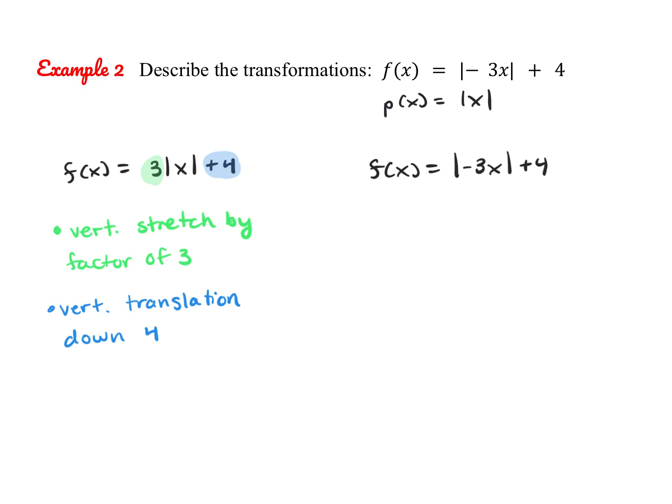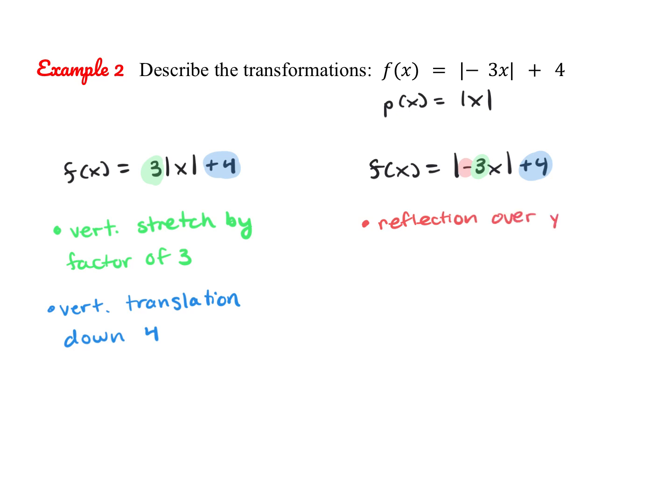So I can describe them like that, or I could just keep the original form and describe the transformations from here. Now, if we're doing it from this form, there's actually 3 transformations. So we have that negative, and then we have the 3, and then we have the plus 4. So this negative, since it's a negative, it's a reflection, it's grouped with x, so that means it's a horizontal reflection, which is always over the y-axis.